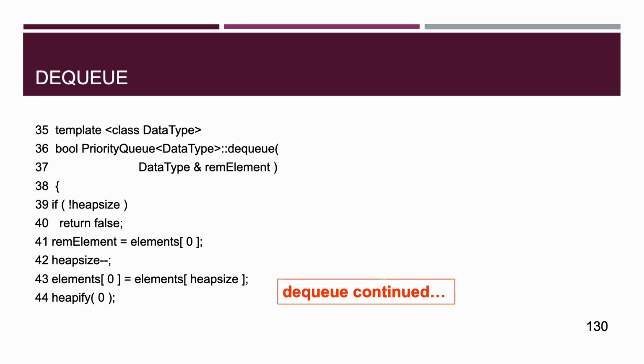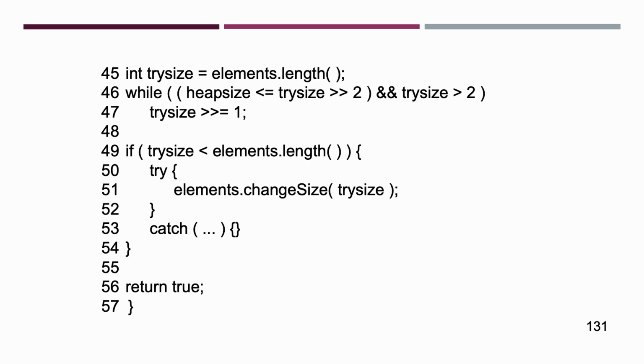The heap size is decremented to reflect the removal of an element, and then the last element in the heap, located at elements[heap size], is moved to the root position at elements[0]. This is a temporary placeholder for rebalancing. Then we have variable initialization, try size, to initialize to the current length of the elements array. This variable represents the tentative size of the array after resizing.